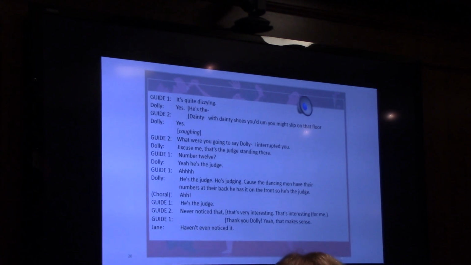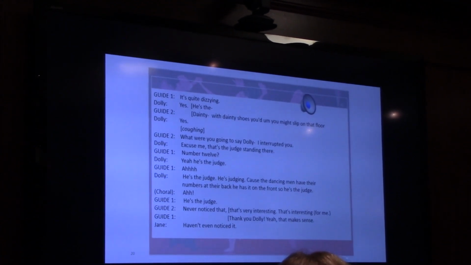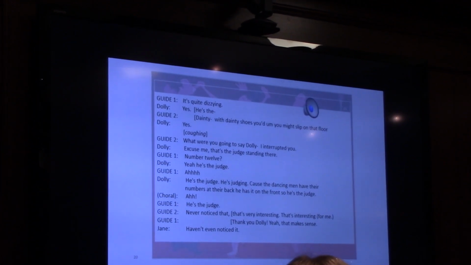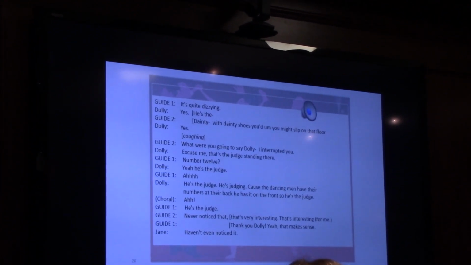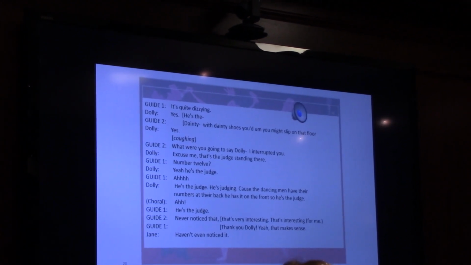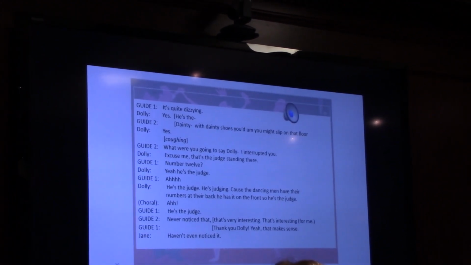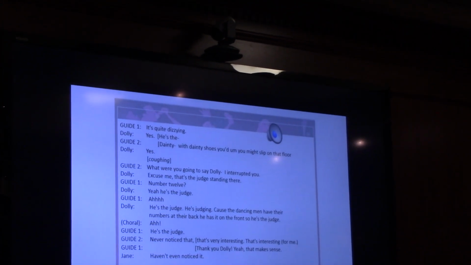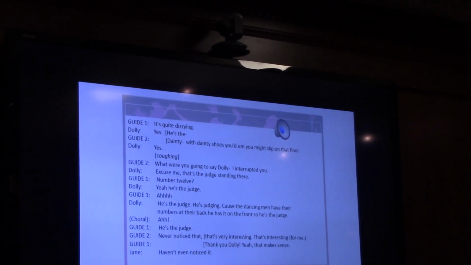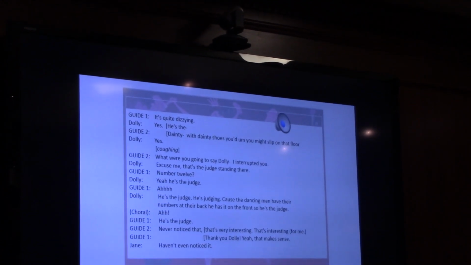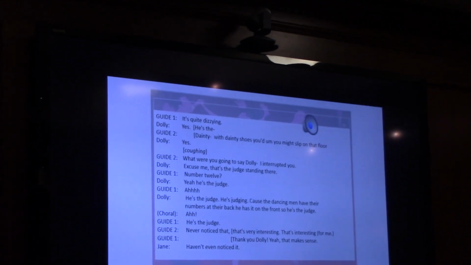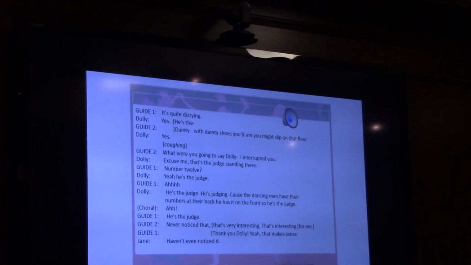What we going to say to her? Excuse me, that's the judge standing there. Number 12? Yeah, he's the judge. He's judging. Because the dancing men have their numbers at the back. He has it on the front, so he's the judge. Thank you. Yeah, that makes sense.